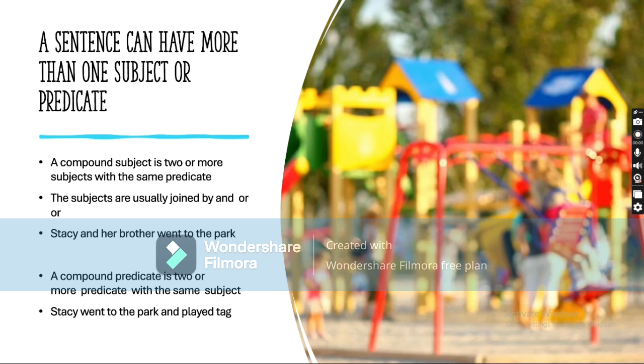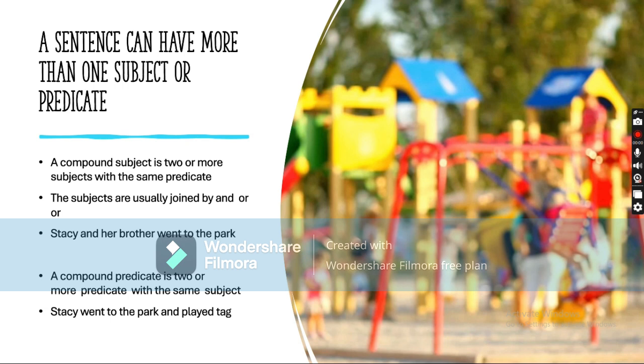A sentence can have more than one subject or predicate. Now you might be wondering, how can that be? Well, yes, that is possible. A sentence can have 2 subjects or predicates, 3 subjects or predicates, or maybe even 5 subjects and predicates. Now let's see more into this.